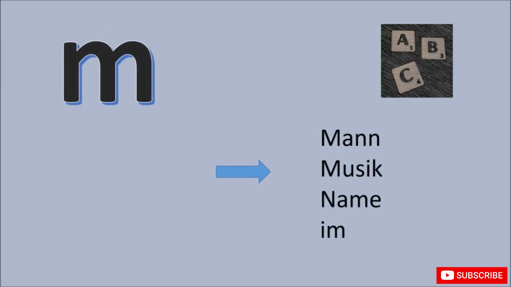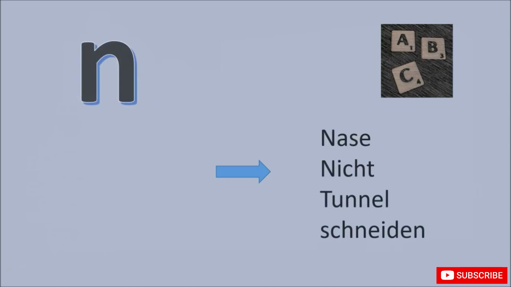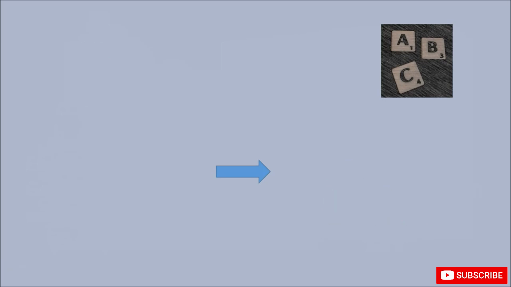M, just like the English one. Mann, Musik, Name, im. No difference to the English. And the same applies to N. Nase, nicht, Tunnel, schneiden. Just like in English.